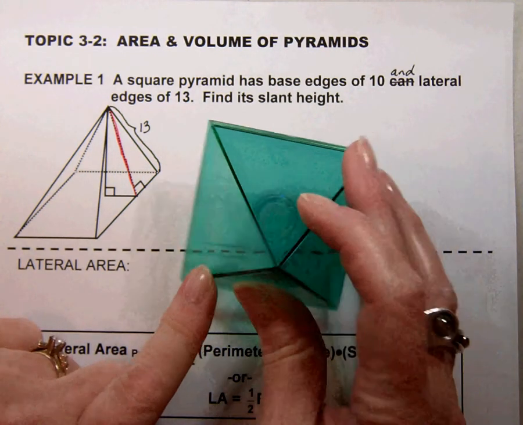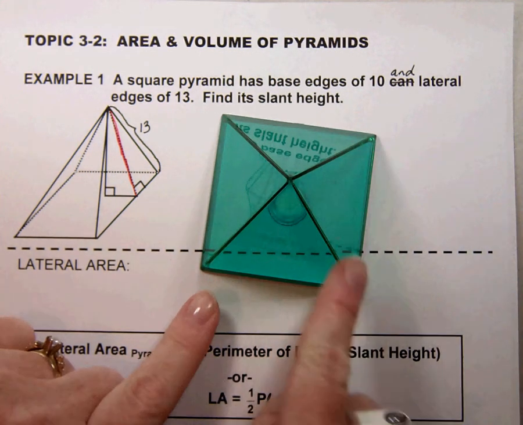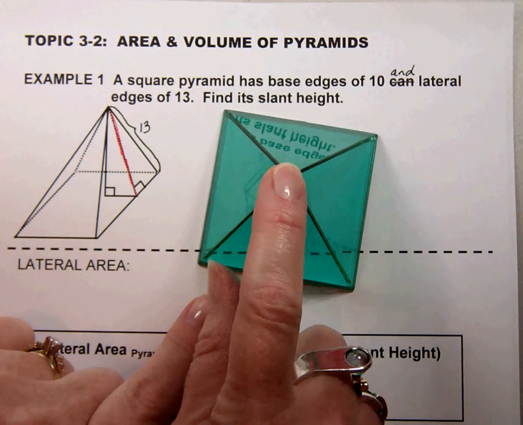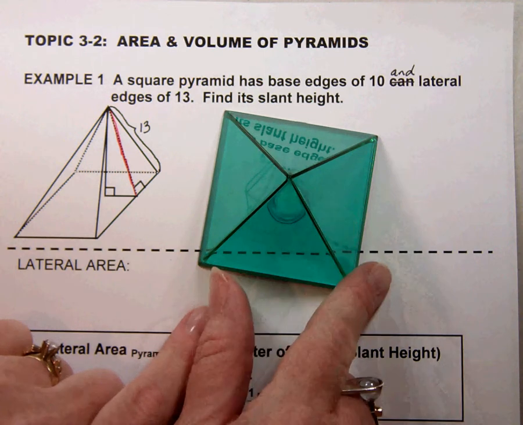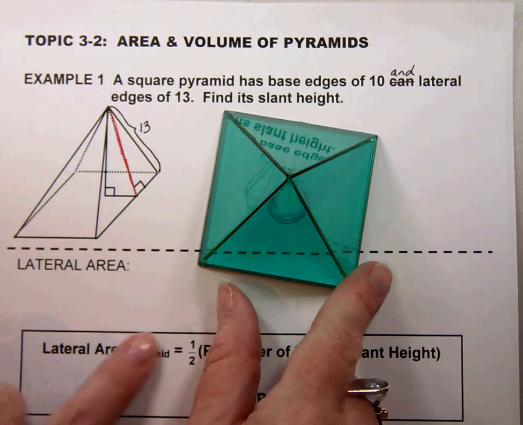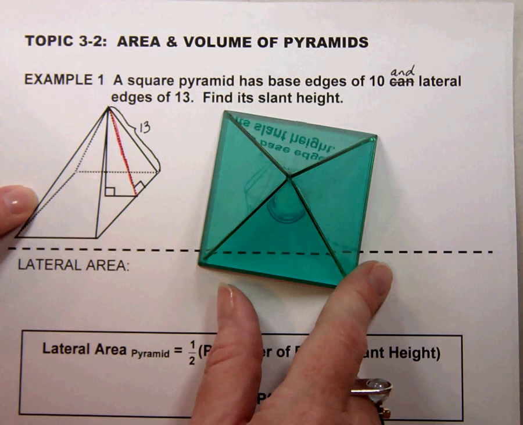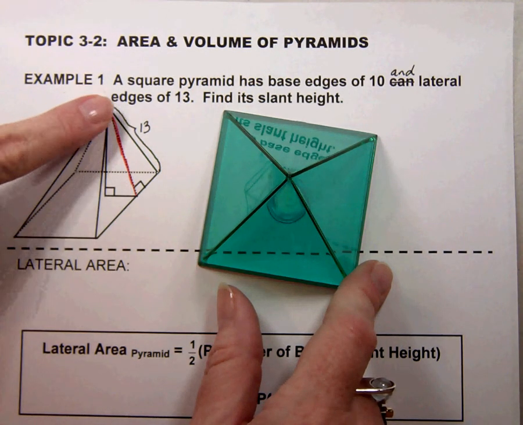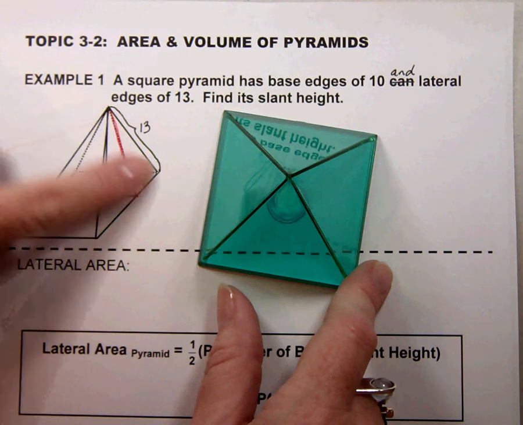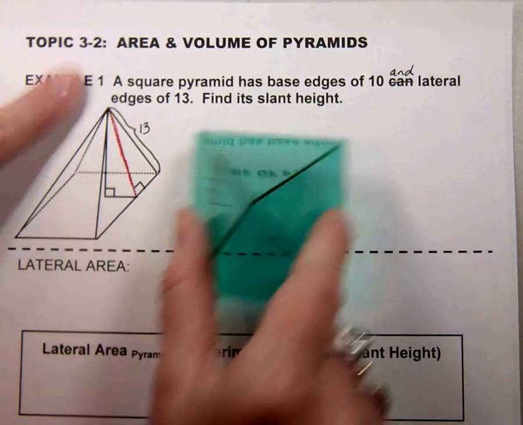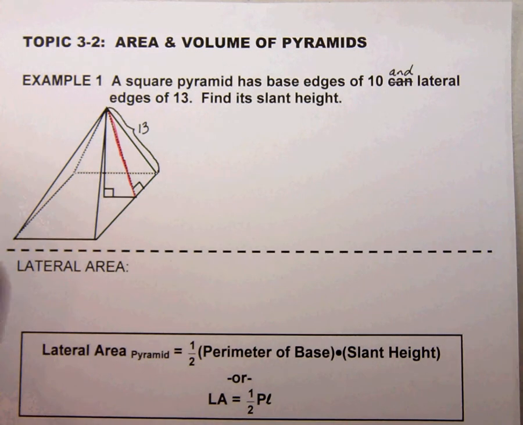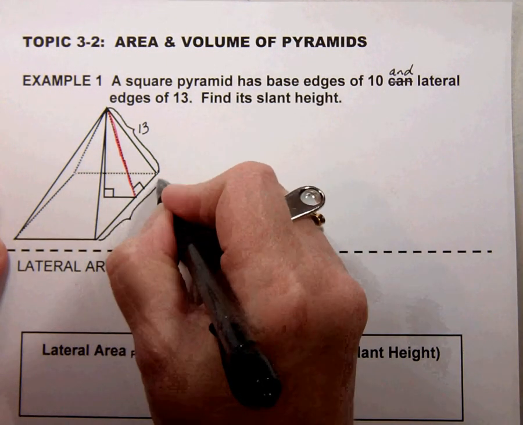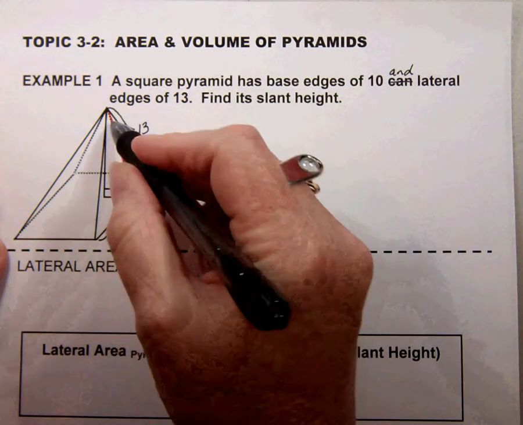This one's an actual pyramid. If you can see it, these edges that are going up to this vertex are called the lateral edges. So be careful when they just describe it to you and there's not a name or it's not drawn on your picture, because on this one I went ahead and put it on here. The lateral edge is the 13, and then it says the base edge is 10. So the base edge means from here to here. This one's 10, and this edge is 13.